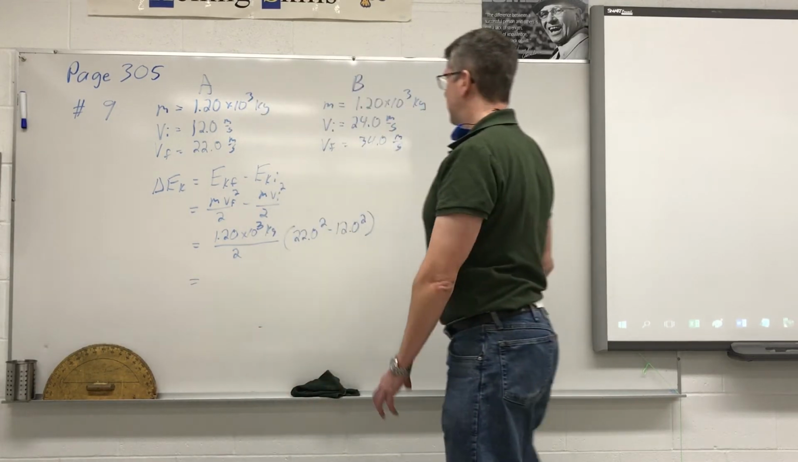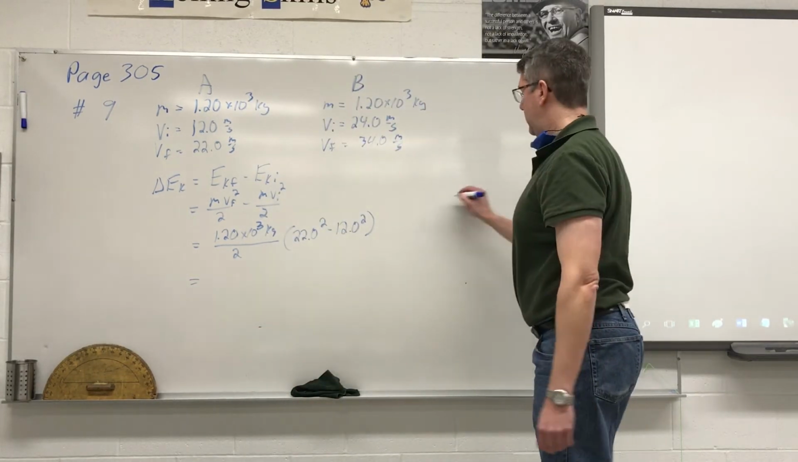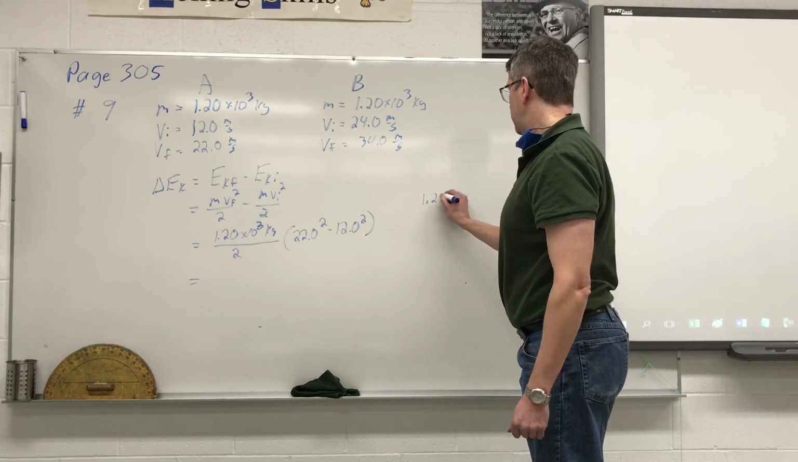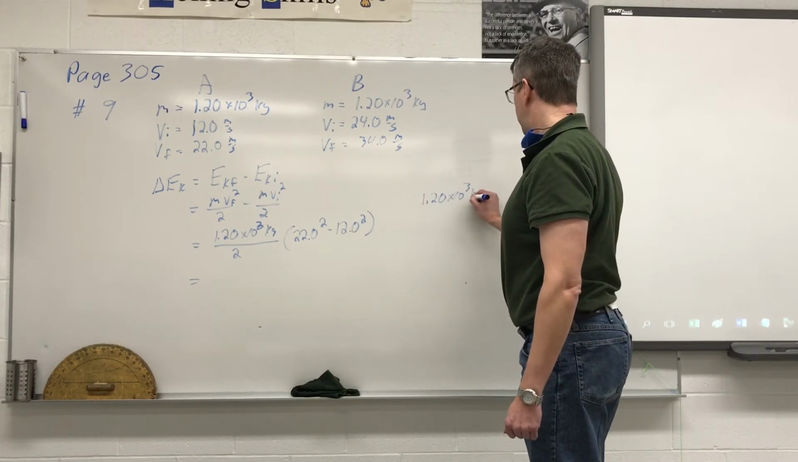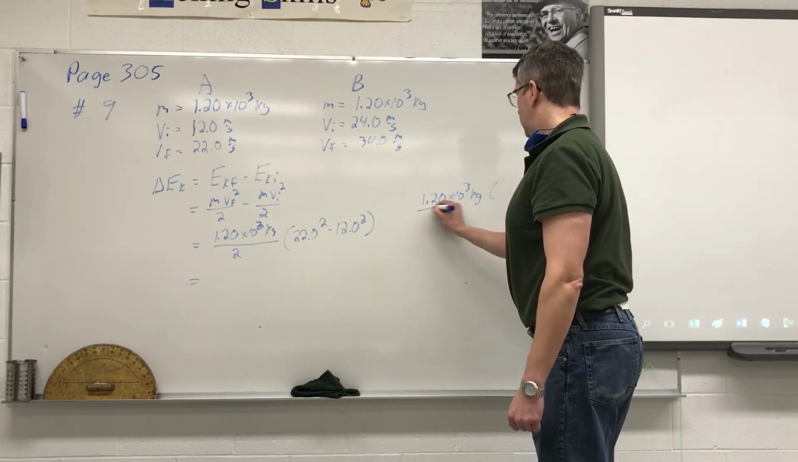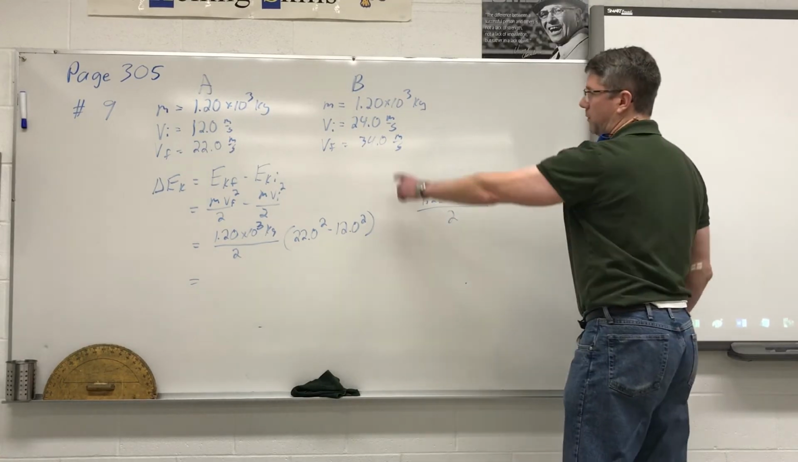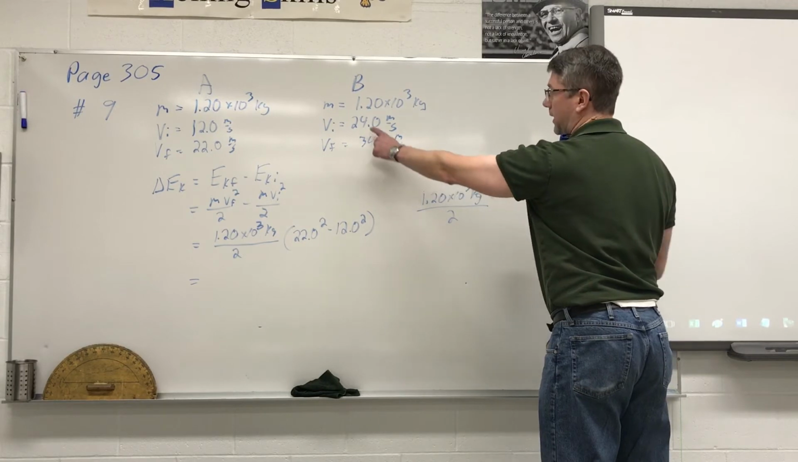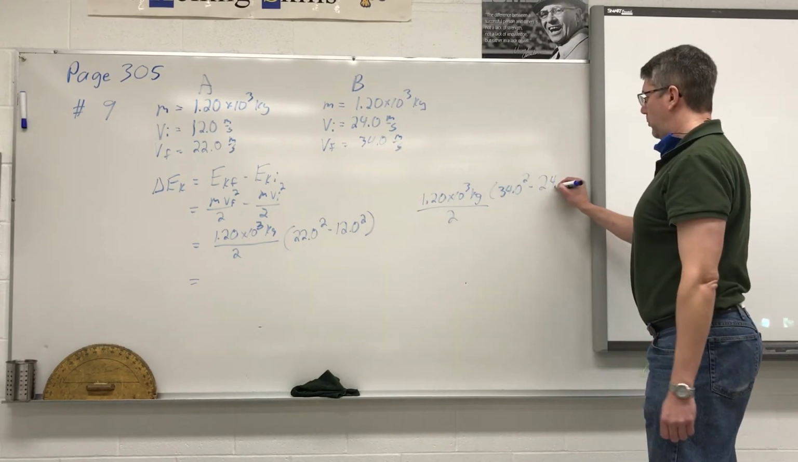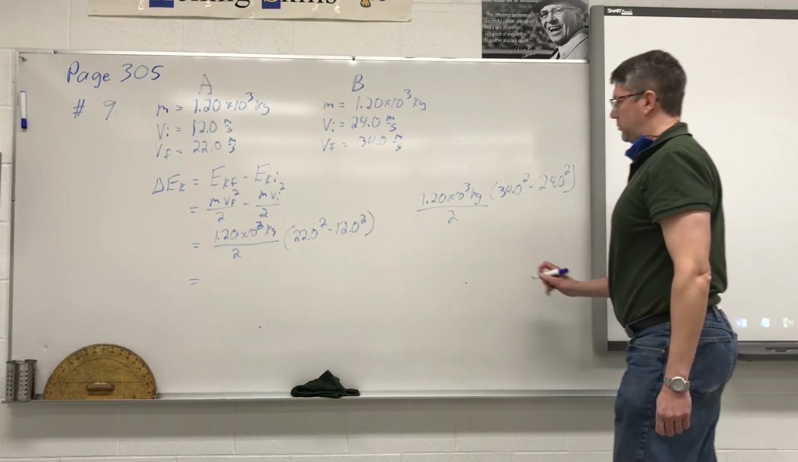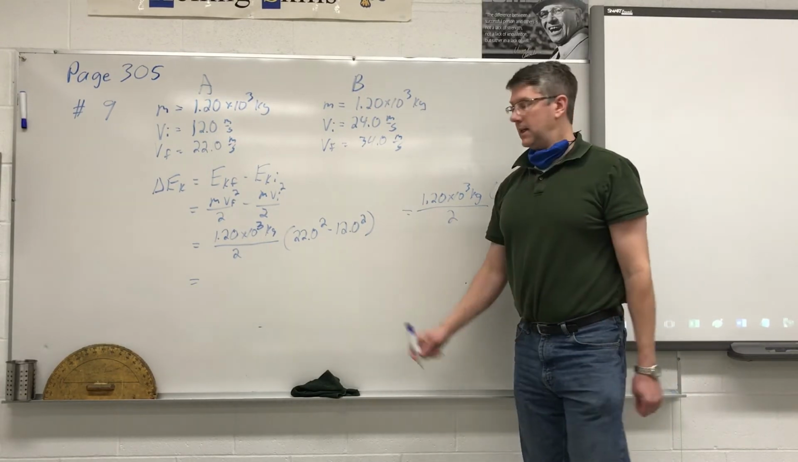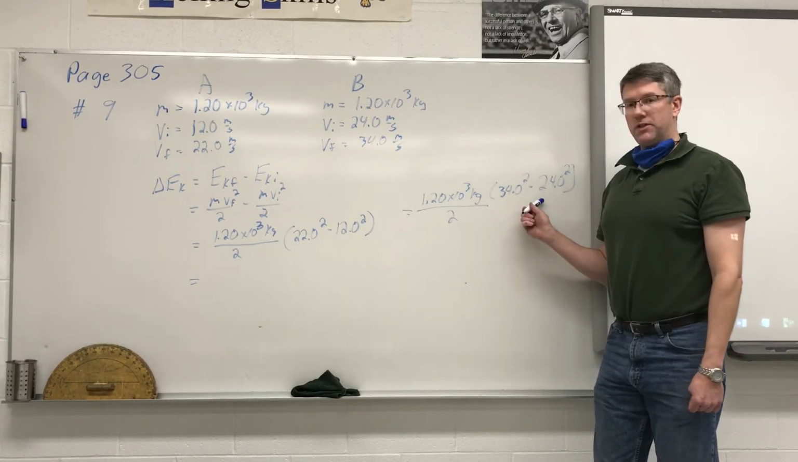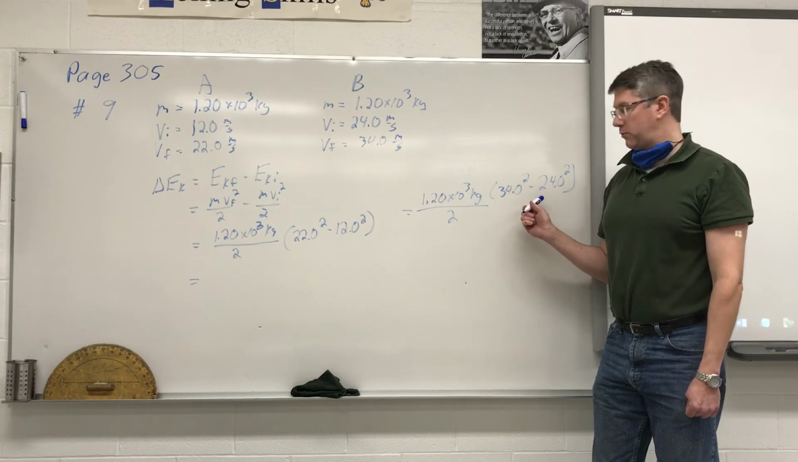If we do that same calculation for B, we're going to have our 1.20 times 10 to the power 3 kilograms divided by 2 multiplied by v final squared, so 34.0 squared minus v initial, 24.0 squared, close brackets. Again, in both cases here, remember you must square the velocities before you subtract them.